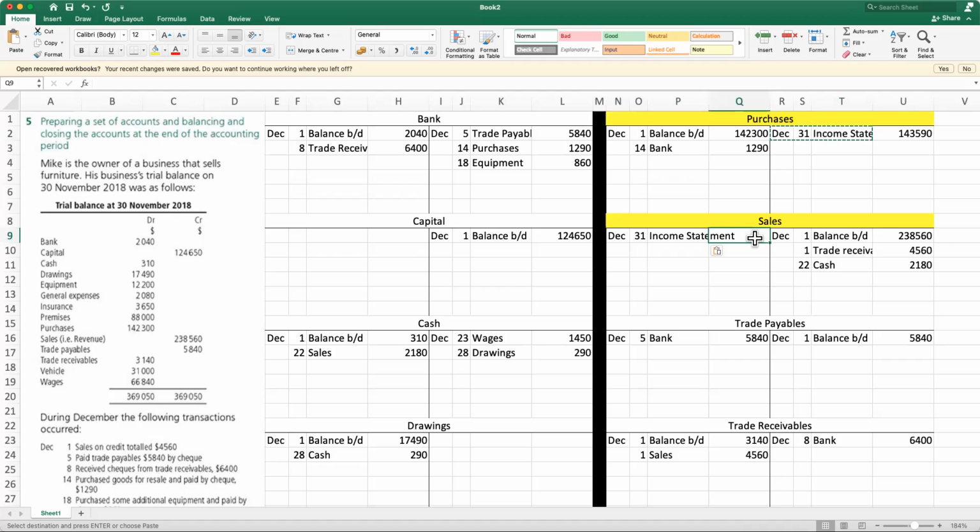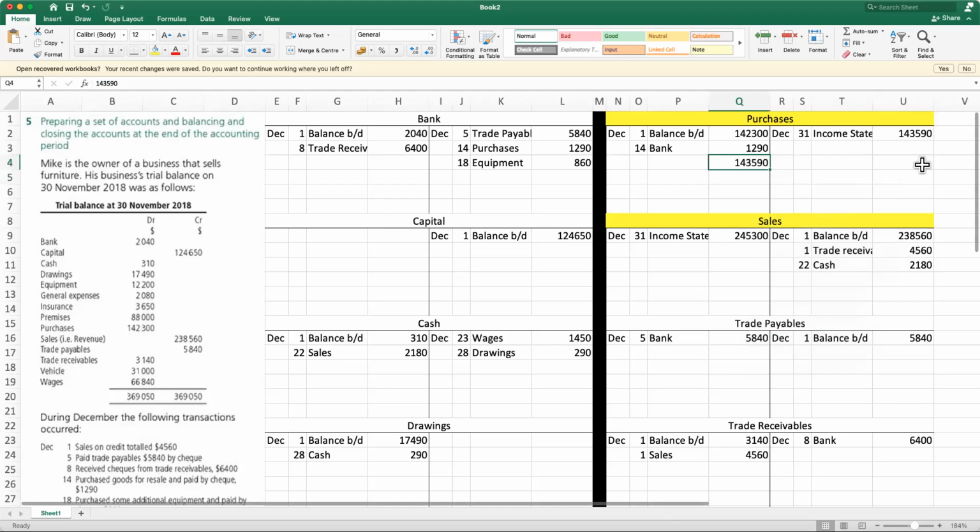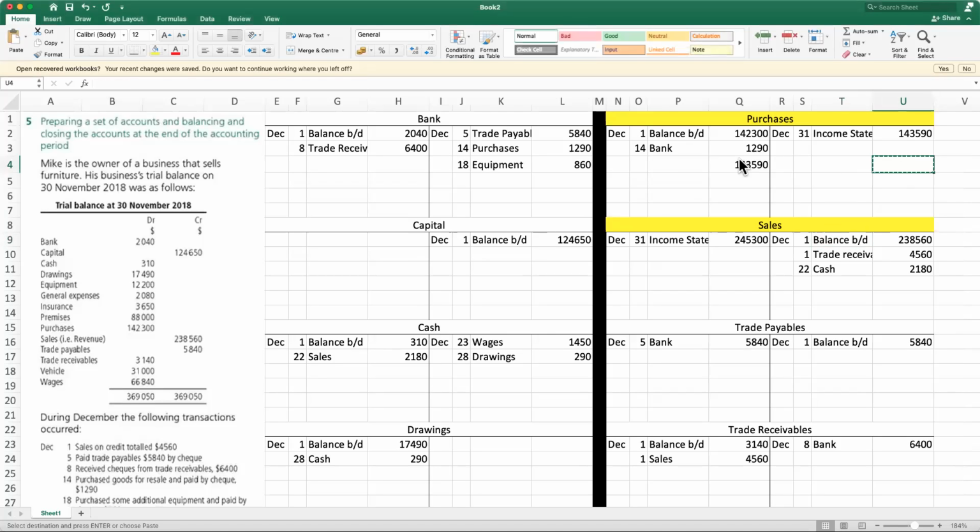Because this is the same for sales. I just need to total this up: 245,300. Once you're done, just put the total here and close your account. To close your account, you just need to do this, and then draw a double line at the bottom. Okay, so I'm just going to copy this since I can't do it.